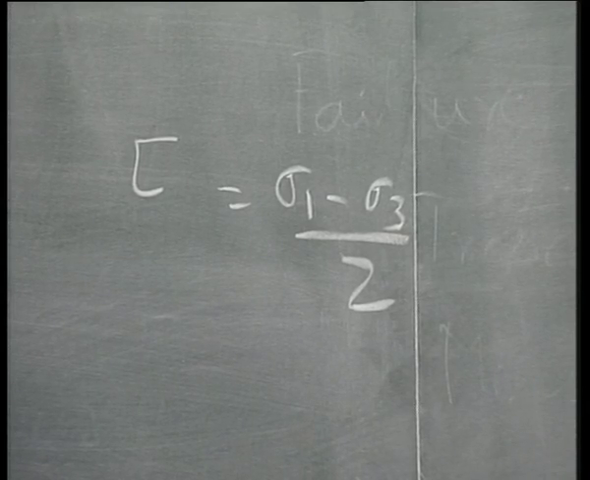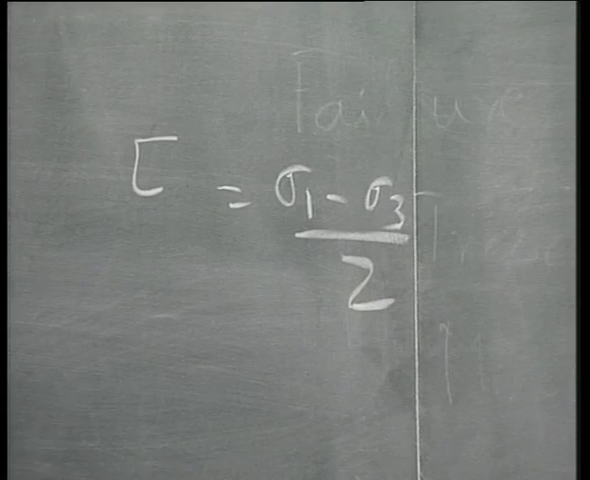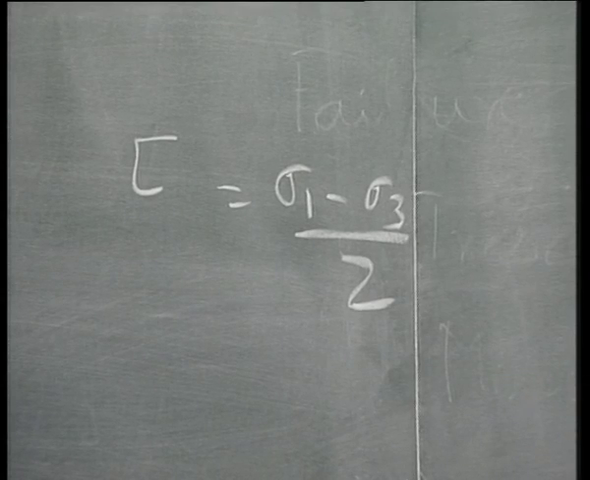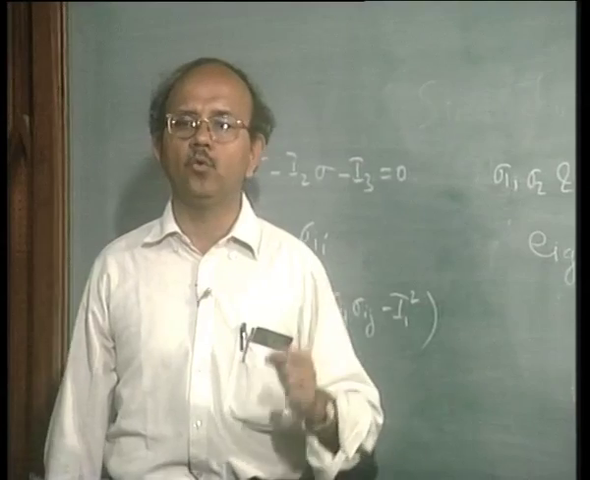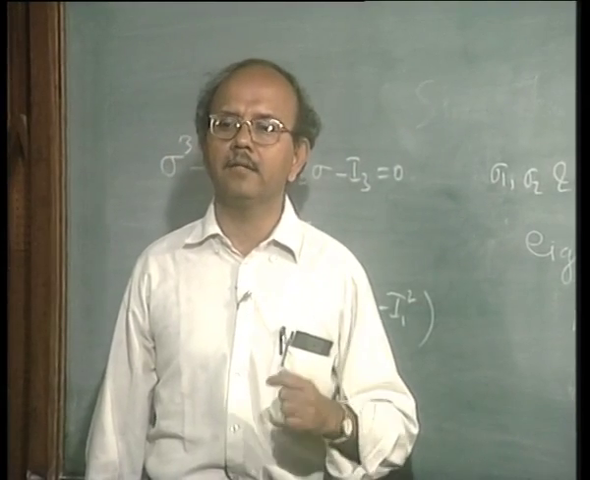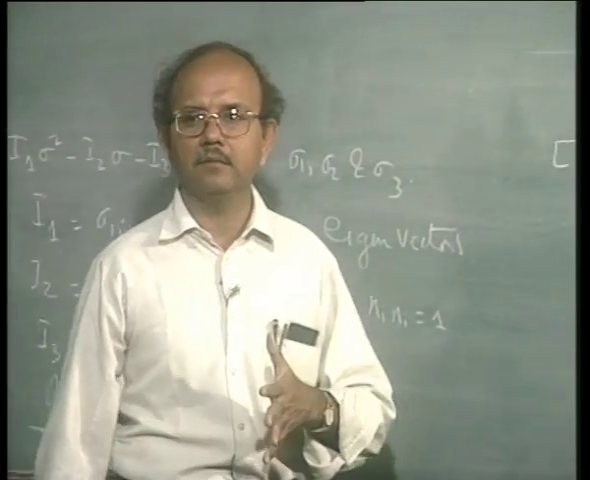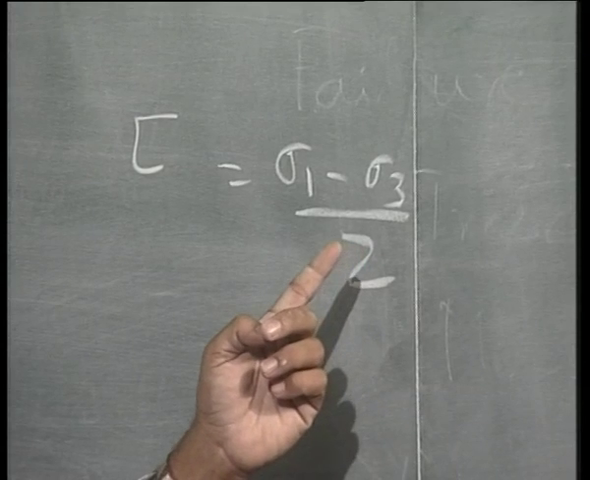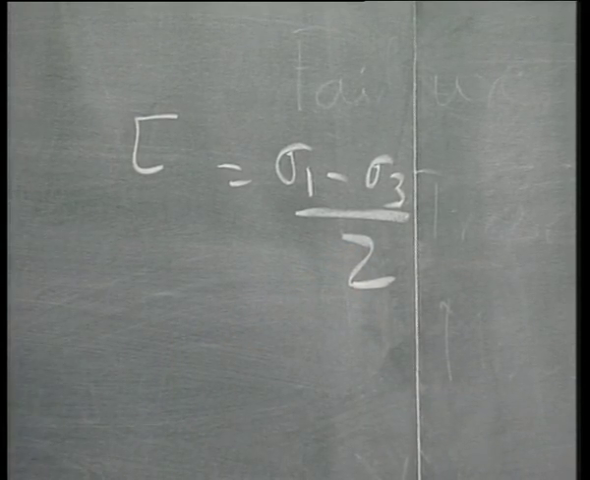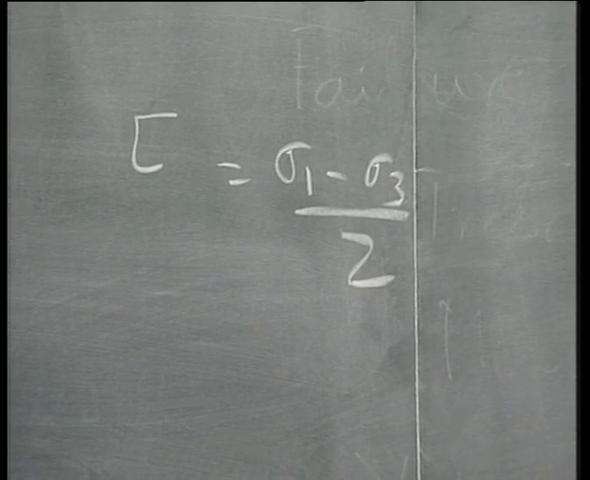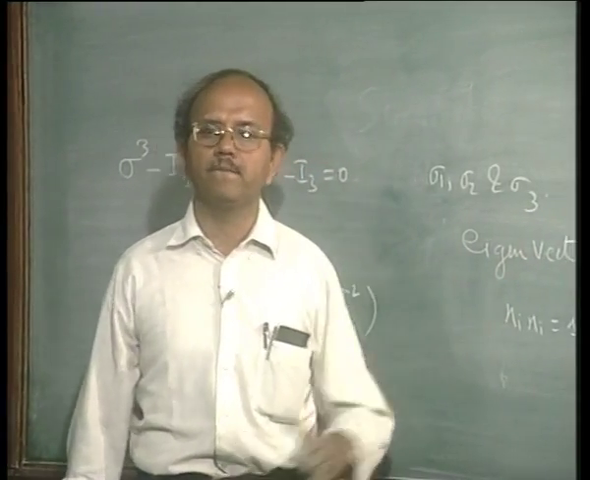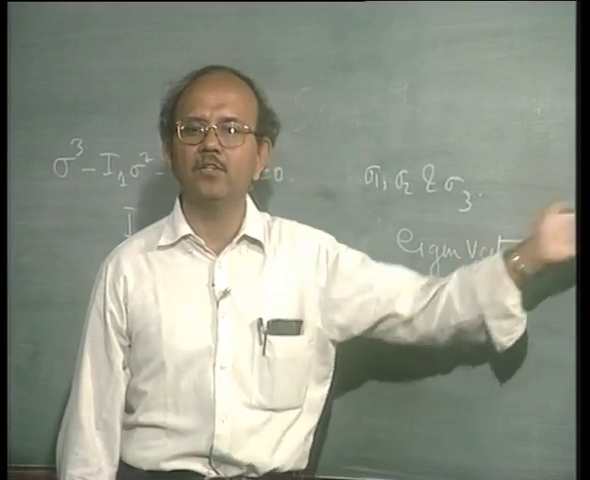Tresca's theory simply states that when maximum shear stress reaches a critical value, which is obtained by an experiment, or in other words, when tau reaches a critical value, then we have yielding. So, in a uniaxial situation, what is that? Sigma y by 2. So, the critical stress in the uniaxial situation is sigma y by 2. When tau reaches sigma y by 2, we say that yielding has occurred according to Tresca's theory.